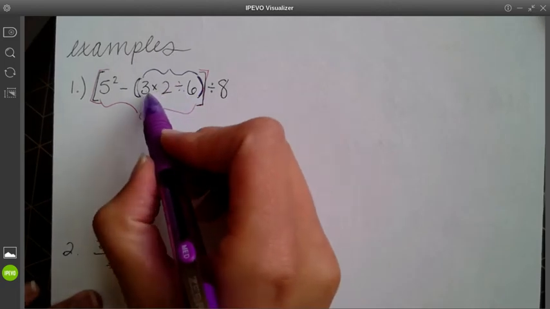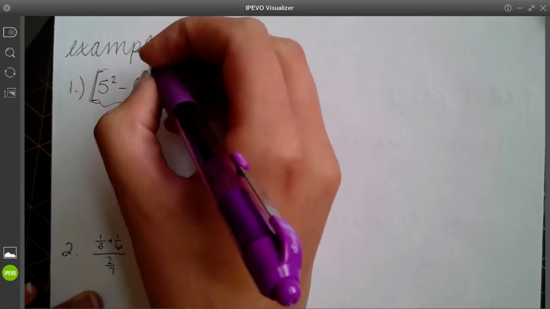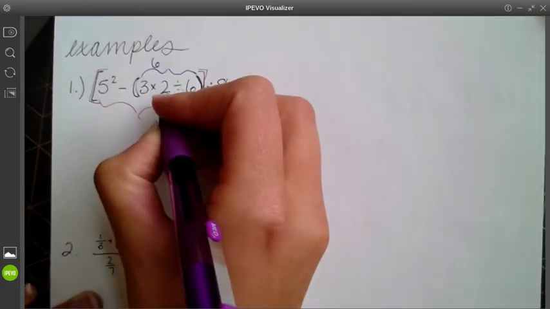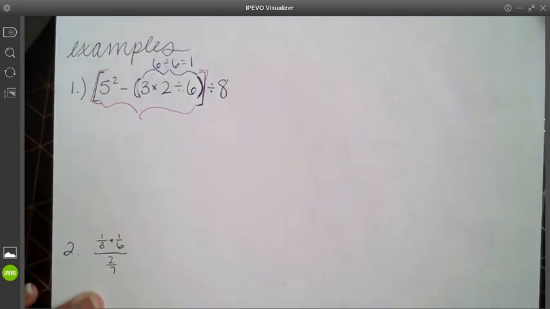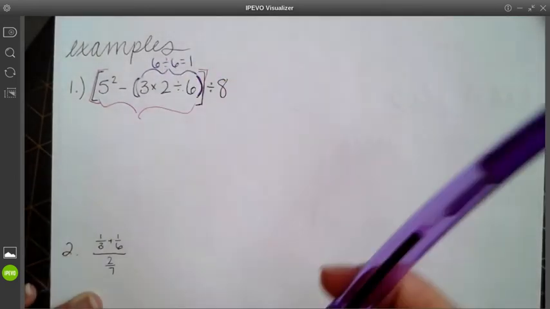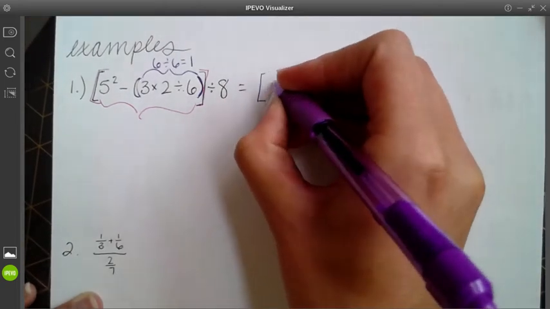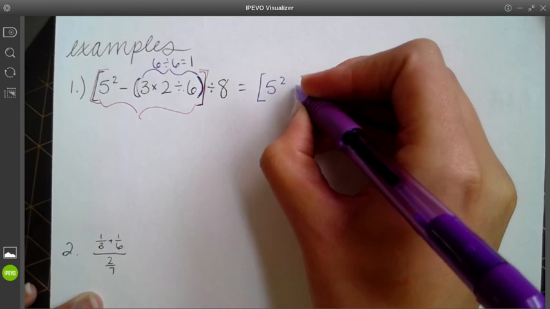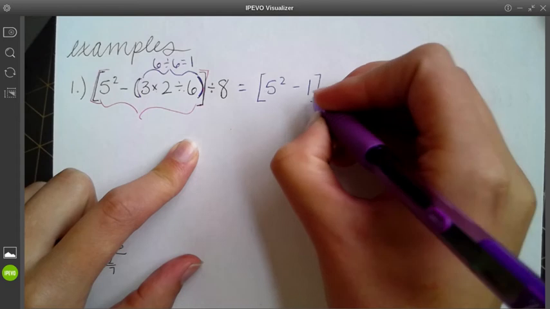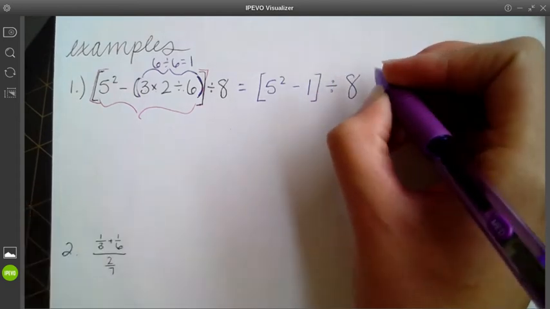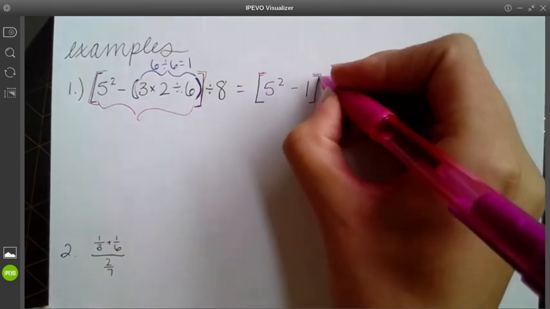So we're just going to work left to right. 3 times 2 is 6, so I'm going to write that as 6, and then we still have dividing by 6. 6 divided by 6 is 1. Okay, so that grouping symbol is done, and I'm going to actually rewrite this. So still have those big brackets, 5 squared minus this whole thing, which we said is 1, close the brackets, dividing by 8. All right, so now we're going to deal with these grouping symbols in there.